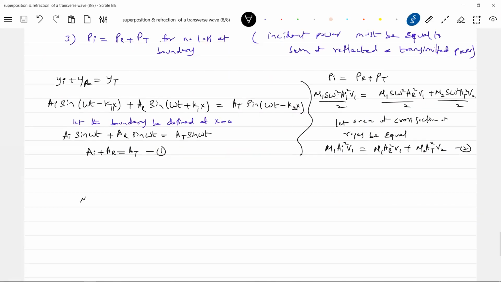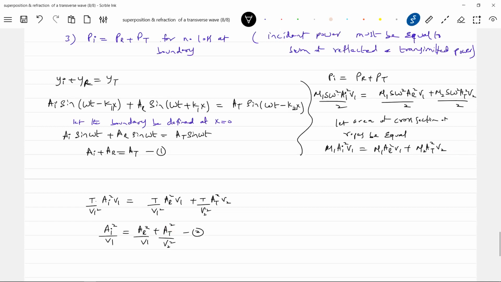So the next expression will be: mu 1, I can write it as T by V1 square. Let me call this equation 2. Solving 1 and 2, we'll get expressions for AR and AT in terms of known things, AI will be known. So AR, AT, let me express in terms of known things.